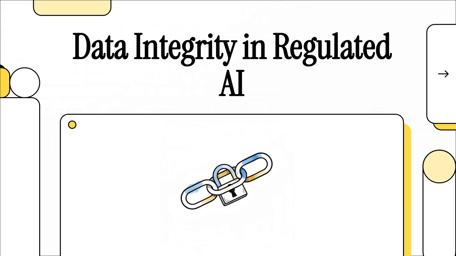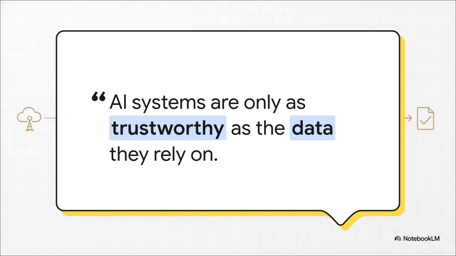All right, let's talk about something that's becoming absolutely critical: data integrity for AI, especially in regulated fields. When an AI is involved in things like manufacturing or medicine, trust isn't just some nice-to-have feature, it's the bedrock of the entire system. And it all boils down to this one simple, powerful idea. You could have the most brilliant algorithm on the planet, but if you feed it garbage data, well, you're going to get garbage out. So trust in the AI really starts with trust in its data.